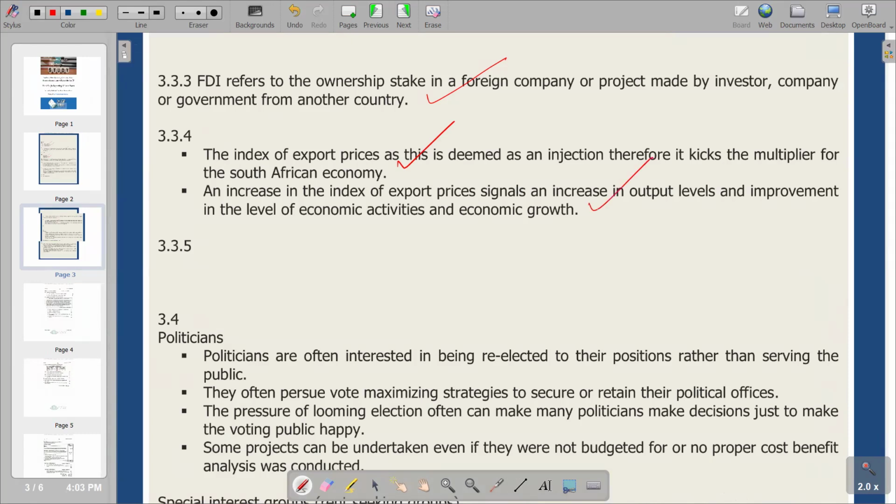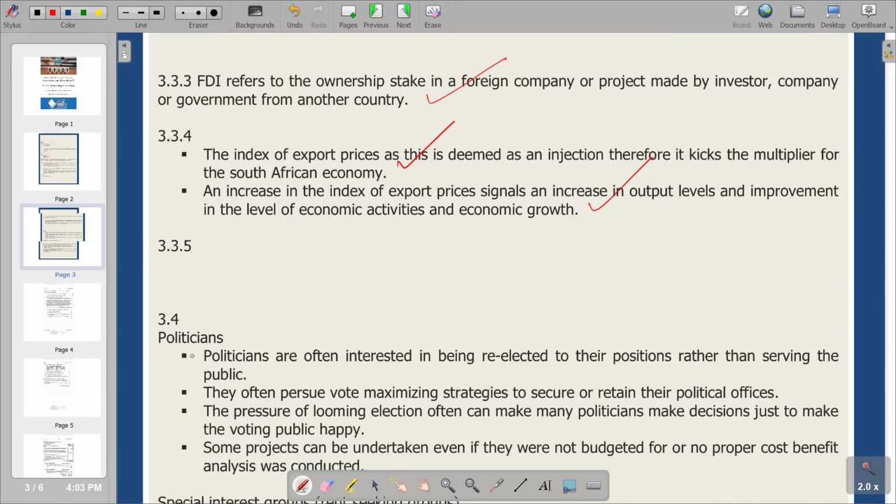So we are saying foreign demand has increased, as we have explained, that an increase in the index of export prices comes from an increase of foreign demand. So when there is an increase of foreign demand, obviously our local goods are being demanded more. When they are being demanded more, it means it's going to lead to more goods being produced so that we can meet the foreign demand. In the process of increasing our production capacity to match the foreign demand, it will lead to economic growth, which is also an increase in economic activities, as explained in the second point.